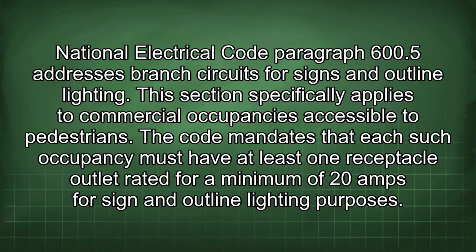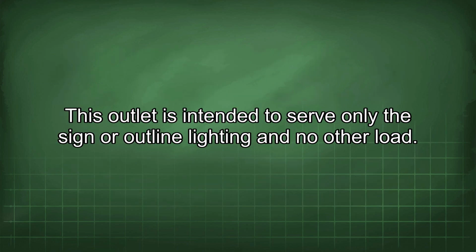National Electrical Code Paragraph 600.5 addresses branch circuits for signs and outline lighting. This section specifically applies to commercial occupancies accessible to pedestrians. The code mandates that each such occupancy must have at least one receptacle outlet rated for a minimum of 20 amps for sign and outline lighting purposes. This outlet is intended to serve only the sign or outline lighting and no other load.